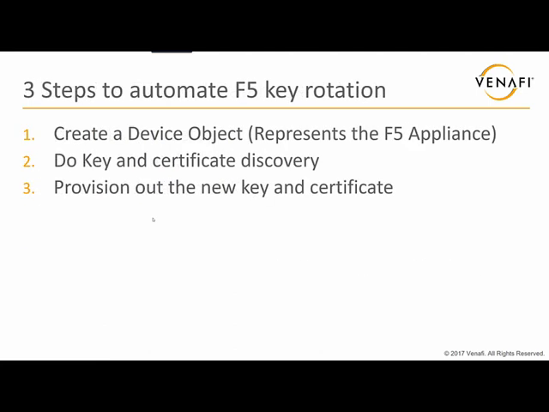Now, it's really only a three-step process to automate the F5 key rotation. The first step here is to create a device object, and really all that device object does is just represent an F5 appliance, and there's really only two required items for that: one is an IP or DNS name, and the other is a credential. And the second step is to do a key and certificate discovery, and that's using the REST APIs, and then be able to provision out the new key and certificate to the VIP.